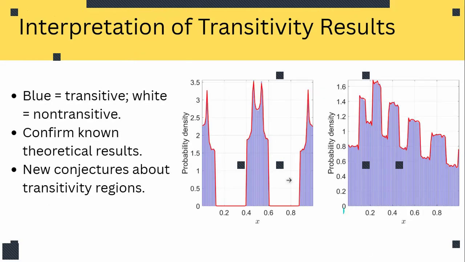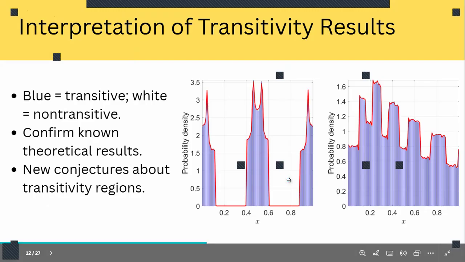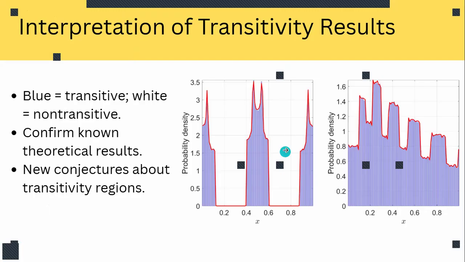So here is the interpretation of transitivity results. For beta transformation, the blue points in the alpha beta plane represent transitive cases. These match the known theoretical region and even suggest new conjectures about unexplored zones of chaos. So the test is both accurate and insightful.